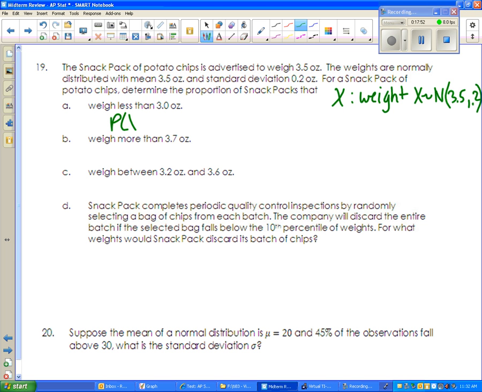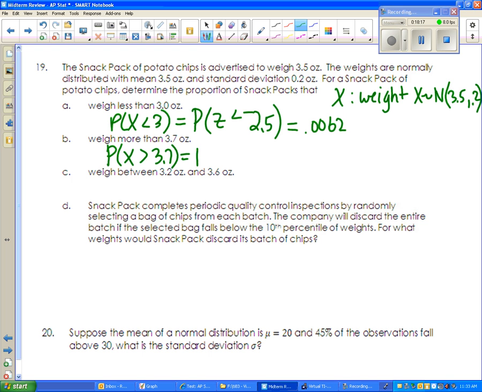So if I'm looking for the proportion of values that are less than 3, when I rewrite that in terms of z, and again I'm just subtracting the mean and dividing by the standard deviation, I get that z would have to be less than negative 2.5. And when I do that in my calculator, you should get 0.0062. In letter B, we've got the proportion that weigh more than 3.7 ounces, and that should give you a z-score of 1, and that's 0.1587.